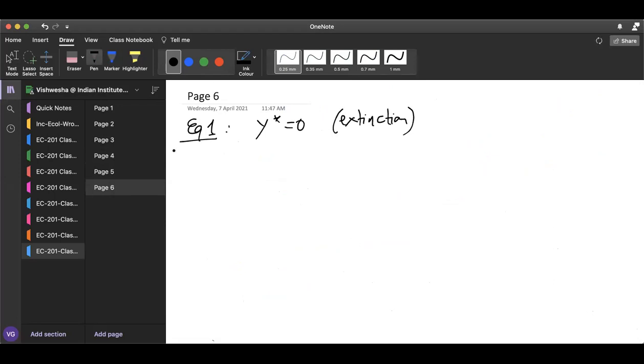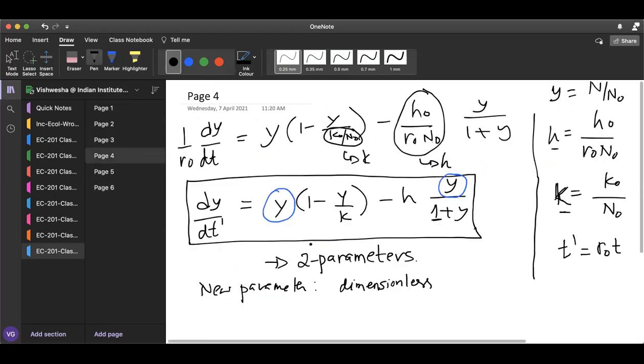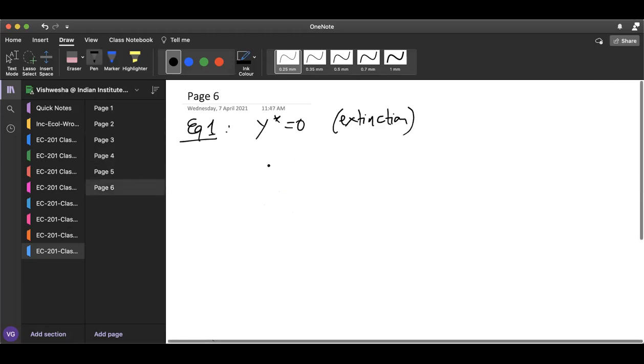Now we can take y out of our equation. We are left with 1 minus y by k, and h divided by 1 plus y. So we will find the other equilibria. We may have one or two more, and to find them we need to solve the following equation.